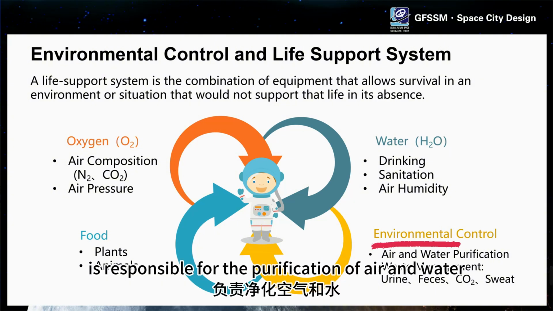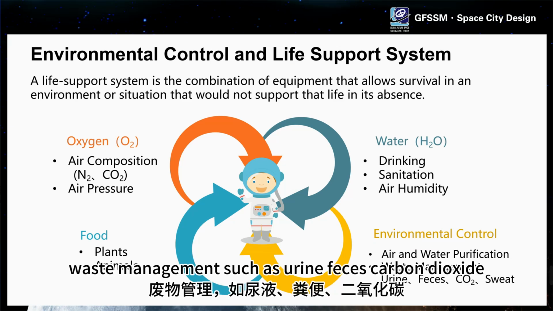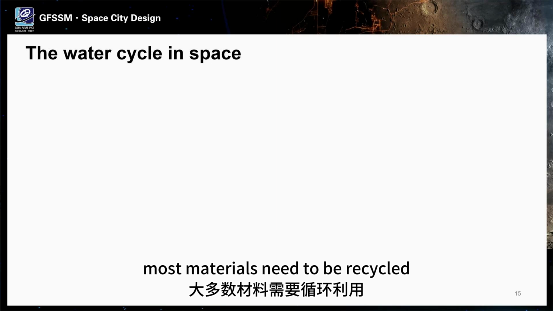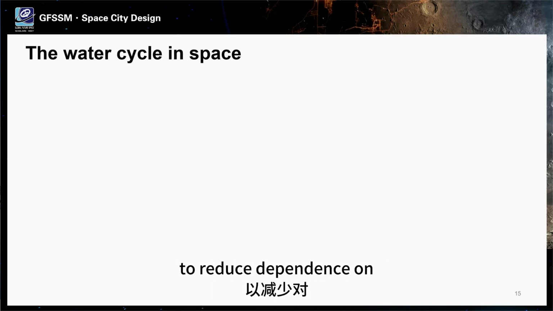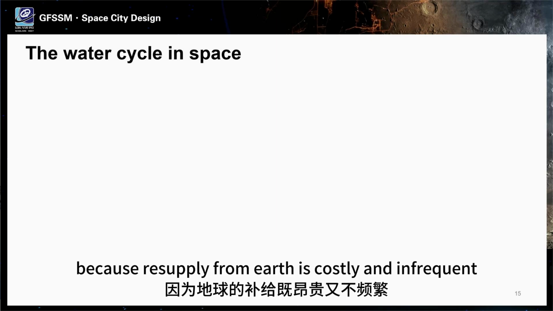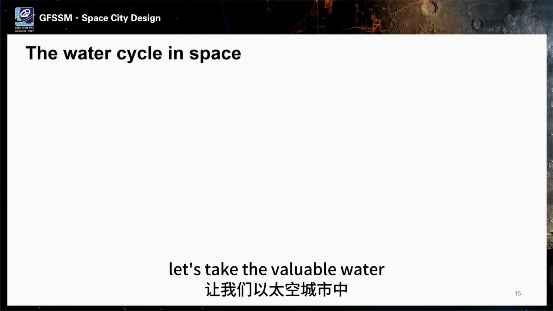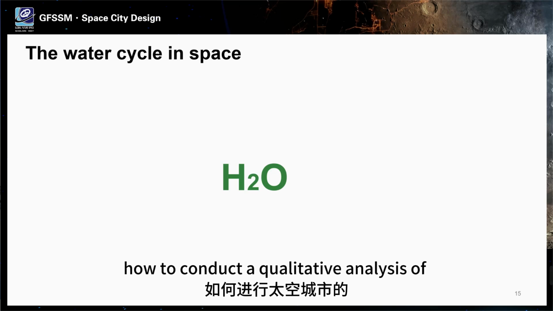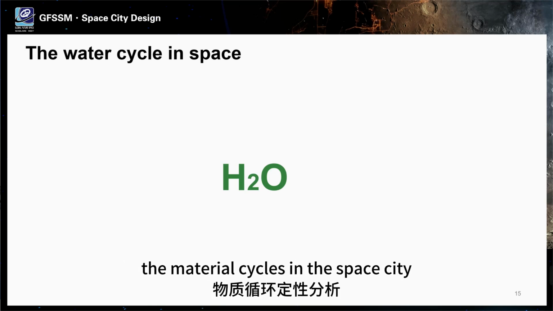Environmental control is responsible for the purification of air and water, and waste management, such as urine, feces, carbon dioxide, sweat, etc. In the space city, most materials need to be recycled to reduce dependence on external resources. Because resupply from Earth is costly and infrequent, let's take the valuable water resources of the space city as an example to explain in detail how to conduct a qualitative analysis of the material cycles in the space city.